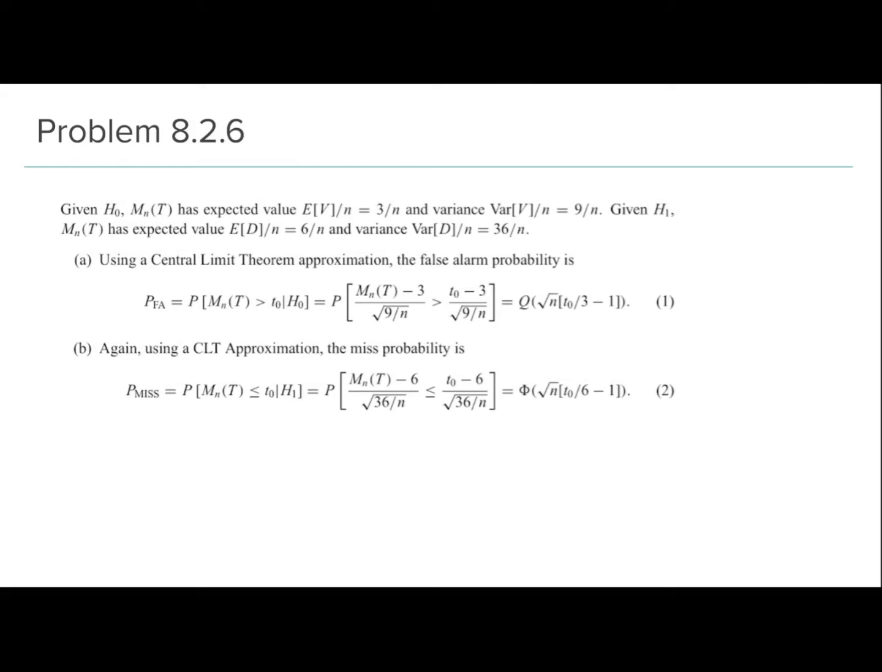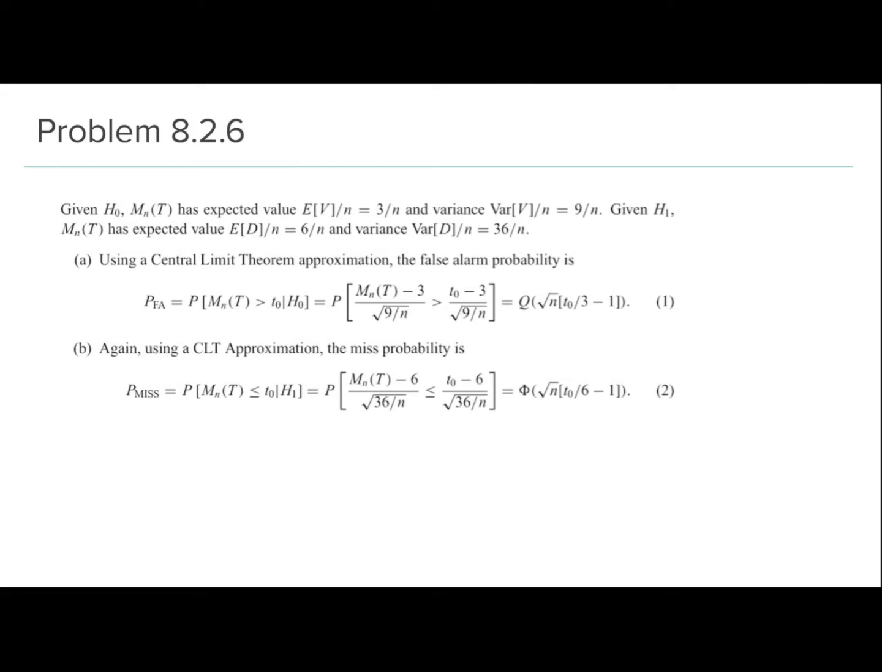Yeah, because the sample mean has the same mean, and the variance gets divided by n, right? So again, I think there's a typo. Given H naught, Mn of t will have expected value equal to E of V, which is equal to 3, and variance equal to variance of V by n, which is equal to 9 by n. And given H1, Mn of t will have expected value equal to E of D, which is equal to 6, and variance equal to variance of D by n, which is equal to 36 over n, right?